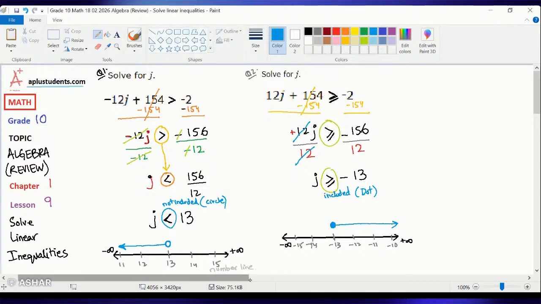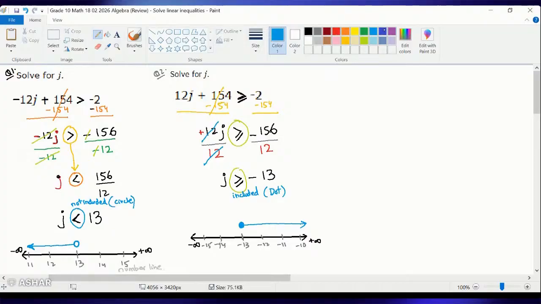Question number, we just need to remember this. When it's just a less than or greater than sign, we make a circle. When they have an equal sign also, we make a dot, a shaded circle, okay? For the next question, it says, solve for d, find the values of d such that this is the given information we have.